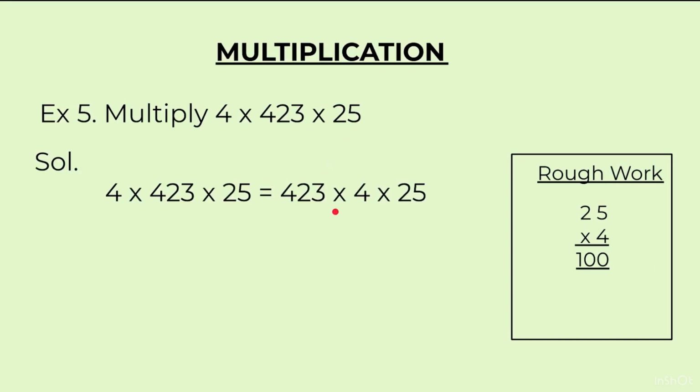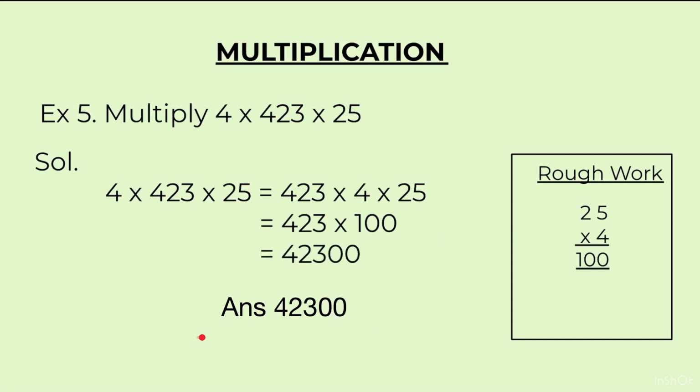Please look here, I have just rearranged. I have taken this 4 this side, 423 into 4 into 25, and now I have multiplied these two and written in the next line 423 into 100. I have replaced 4 into 25 by 100 because 4 into 25 is 100. Now you can orally do this calculation. 423 into 100 is 42300. That gives us the final answer 42300.